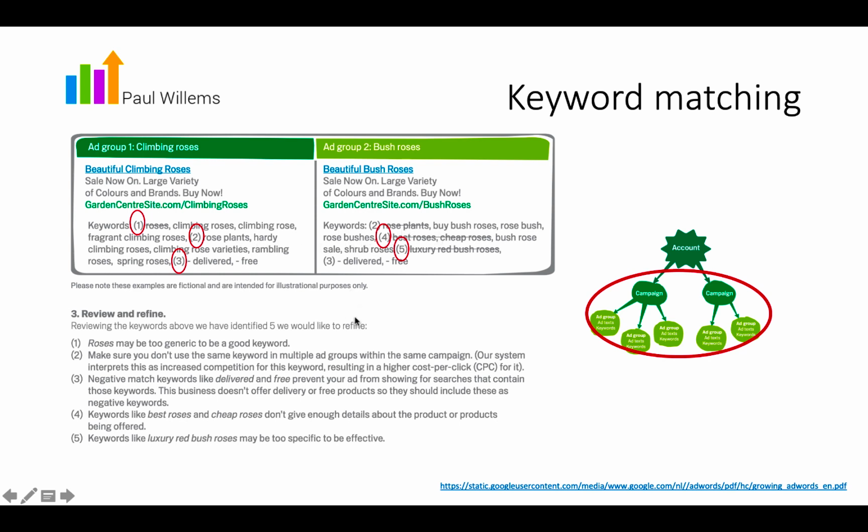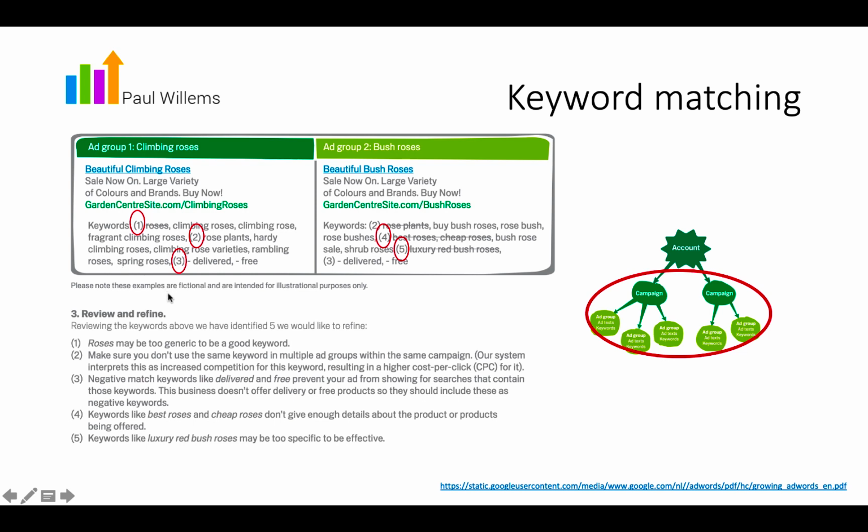And make sure you don't use the same keyword in multiple ad groups within the same campaign. Our system interprets this as increased competition for this keyword, resulting in a higher cost per click for it. So if the keywords are in multiple ad groups, then Google has a hard time deciding which ads from which ad group to show, because Google is showing only one ad at a time. So it doesn't show 4 or 5 ads from your campaign. So make sure you do not have the same keywords in different ad groups.